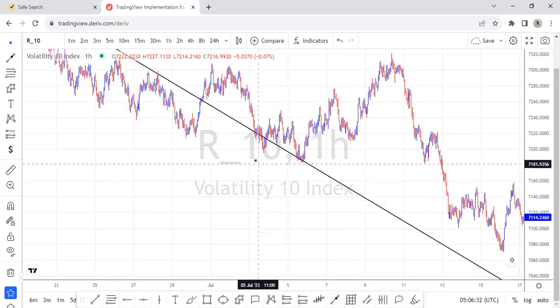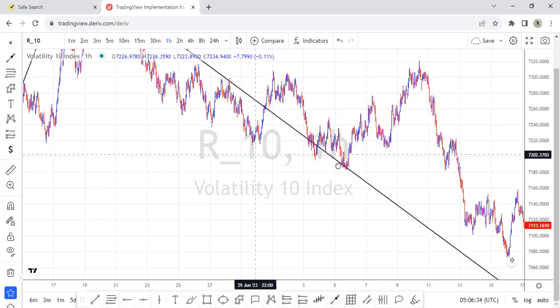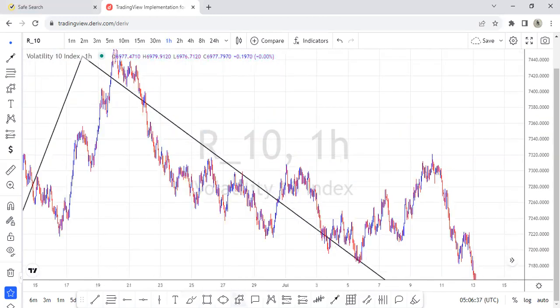Can you see the 1 hour on that daily leg? The 1 hour is printing bearish. You can see that the market is printing bearish. You can see it very clearly. You can see the market is printing bearish on the 1 hour.